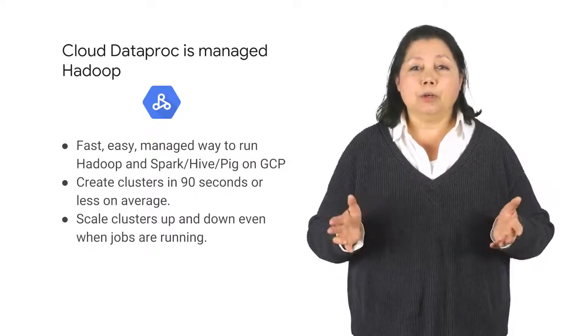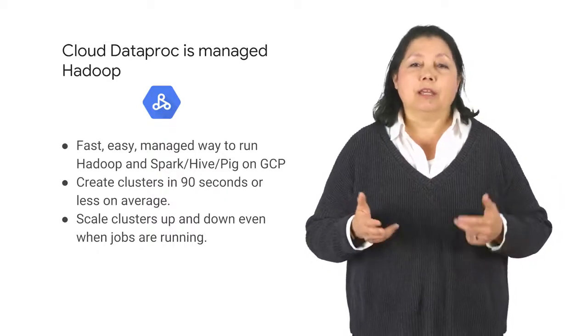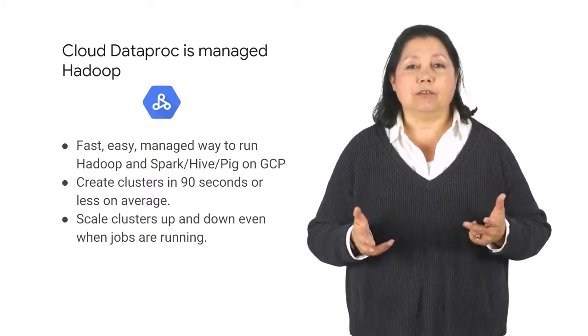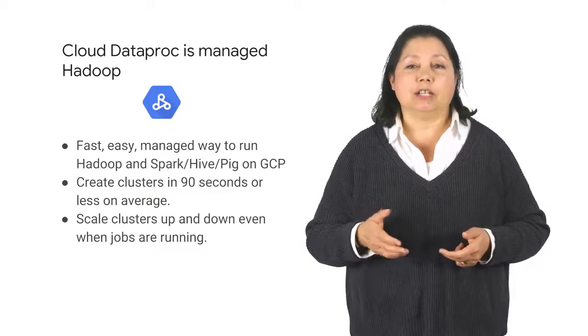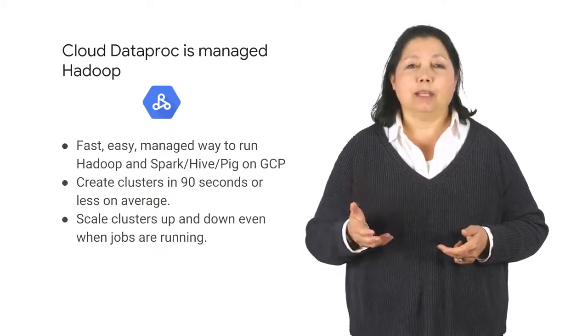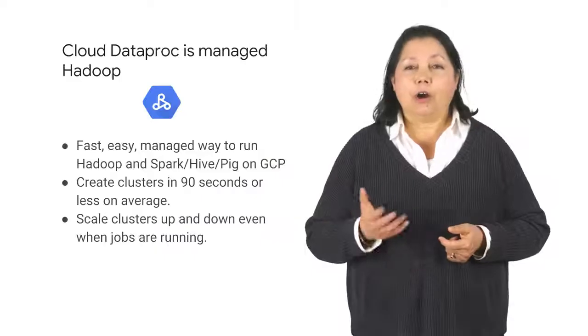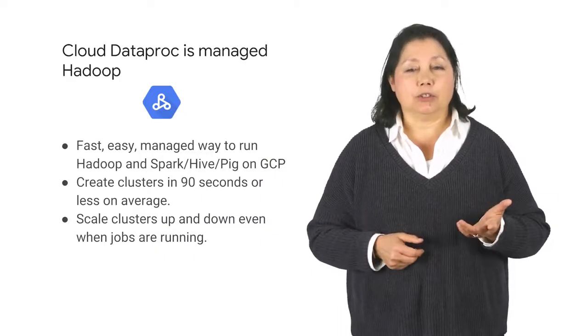The term Hadoop is often used informally to encompass Apache Hadoop itself and related projects such as Apache Spark, Apache Pig, and Apache Hive. Cloud Dataproc is a fast, easy, managed way to run Hadoop, Spark, Hive, and Pig on Google Cloud Platform. All you have to do is request a Hadoop cluster.